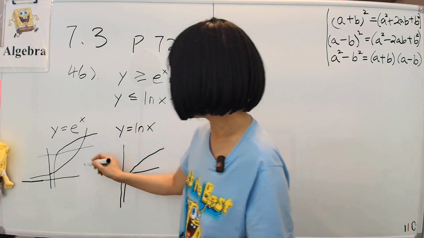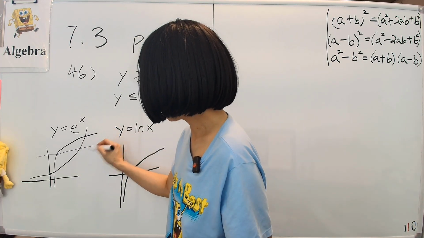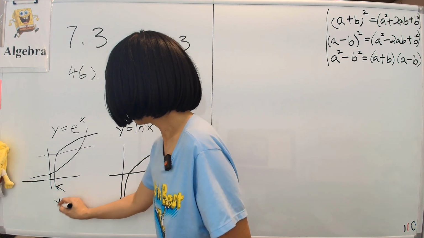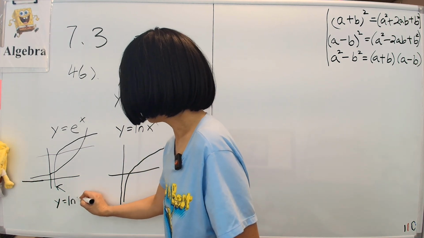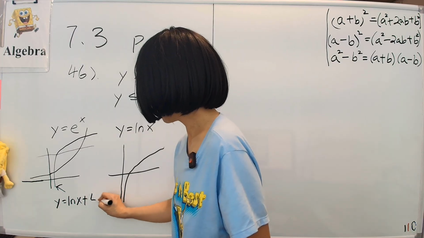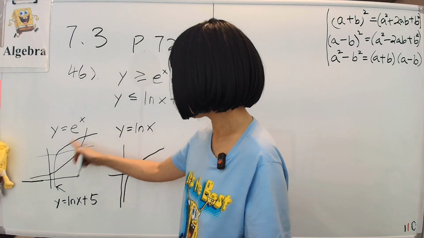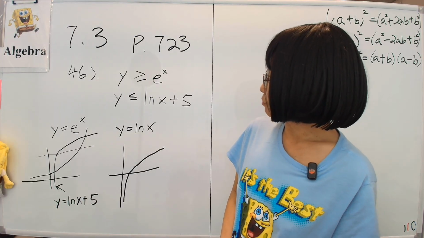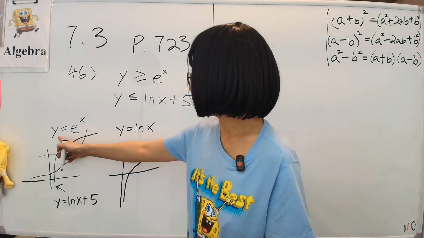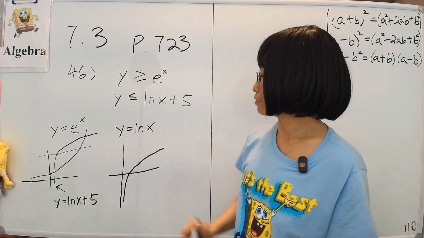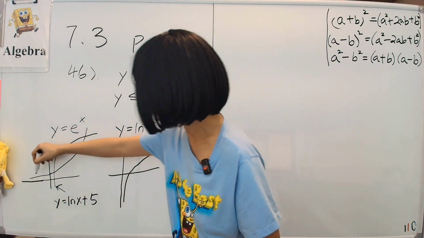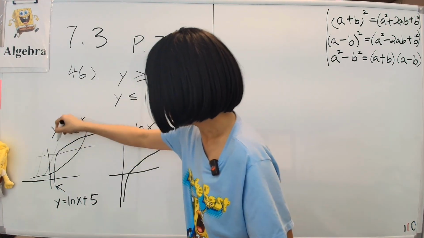All right. So this graph here is y equal to natural log of x plus 5. Okay, the one that goes this way. All right. So then what we need is y needs to be bigger than e to the power x. So here is y equals e to the power x. If it's bigger than, then it's the area on top.